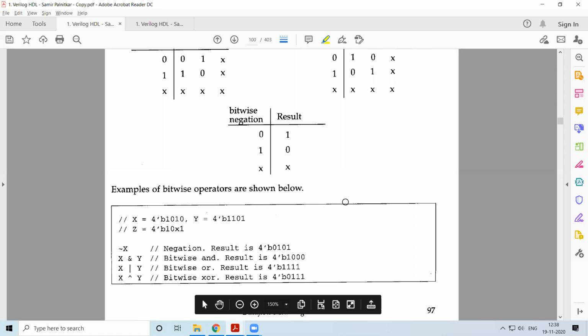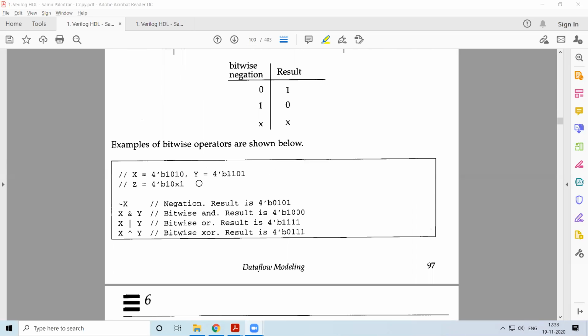So let us see the examples related to these. Here we have taken an example where X is a 4-bit binary number with the value 1010, and Y is also a 4-bit binary number, 1101. Similarly, Z is a 4-bit binary number, 10, then an x bit, and the last one is 1. So what does negation do?